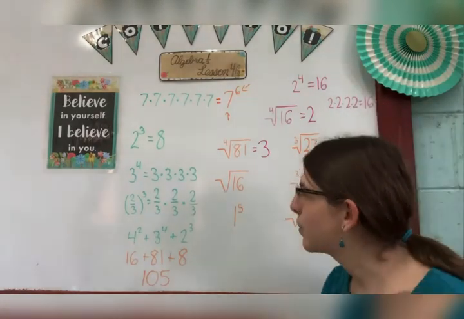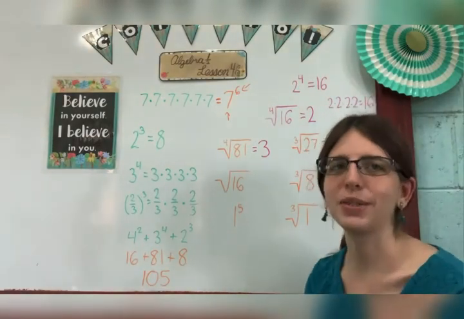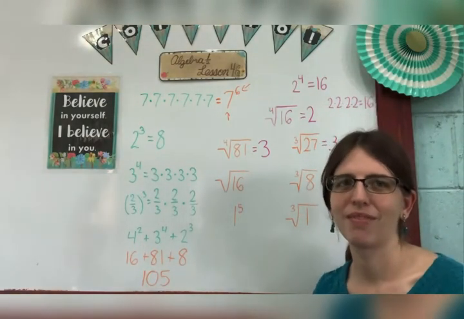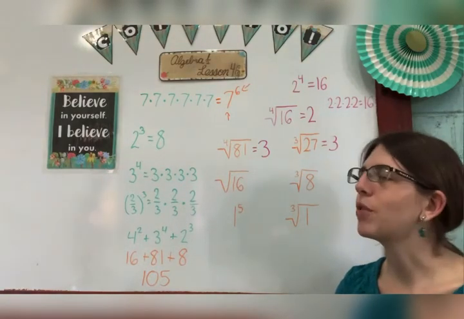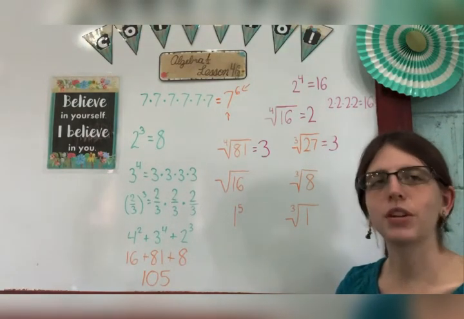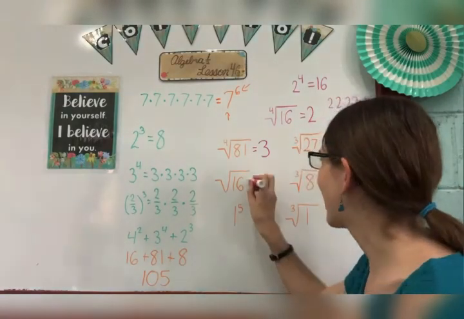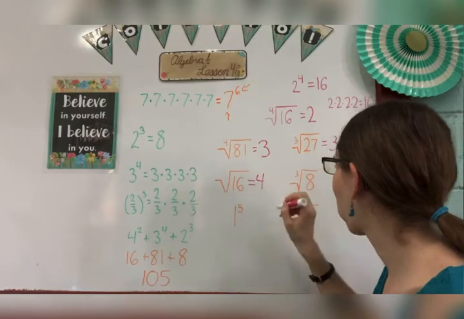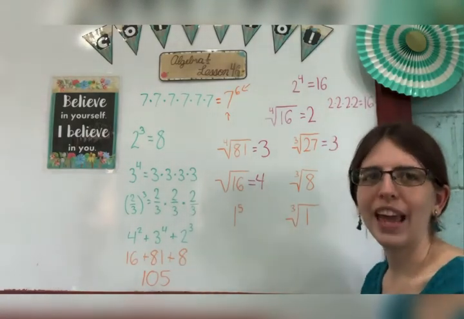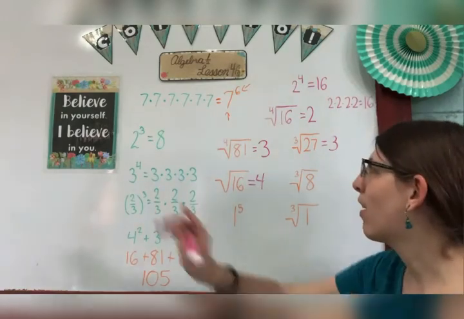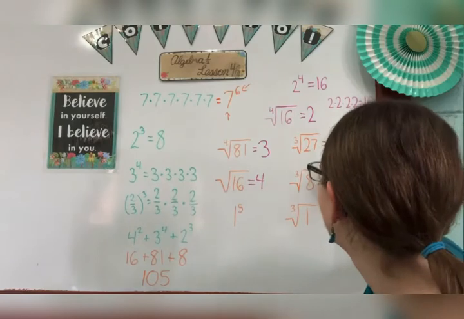Okay, here I have the square root of 16. What number multiplied by itself equals 16? Well, 2 times 2 is 4. So nope, it's got to be bigger. 3 times 3 is 9. Nope. 4 times 4 is 16. So that's our answer. And finally, the cube root, the 3rd root of 8. Well, we've already seen that 2 3 times is 8, so that means it is 2.